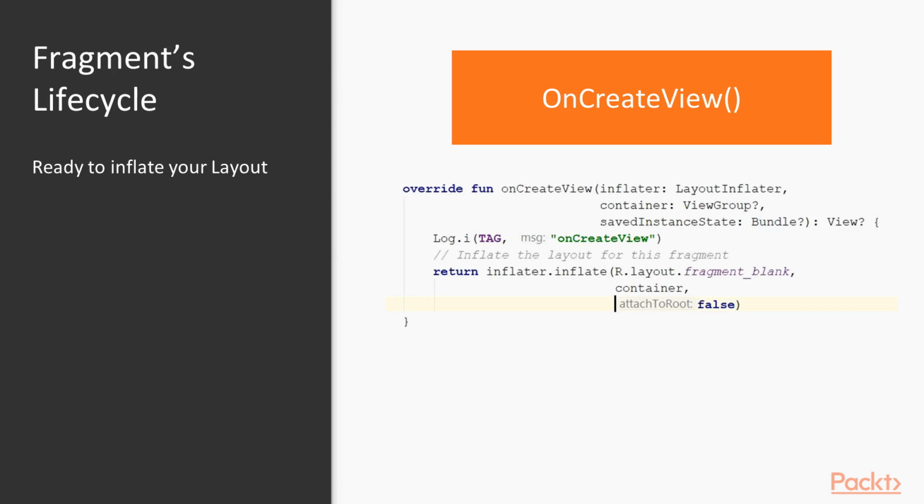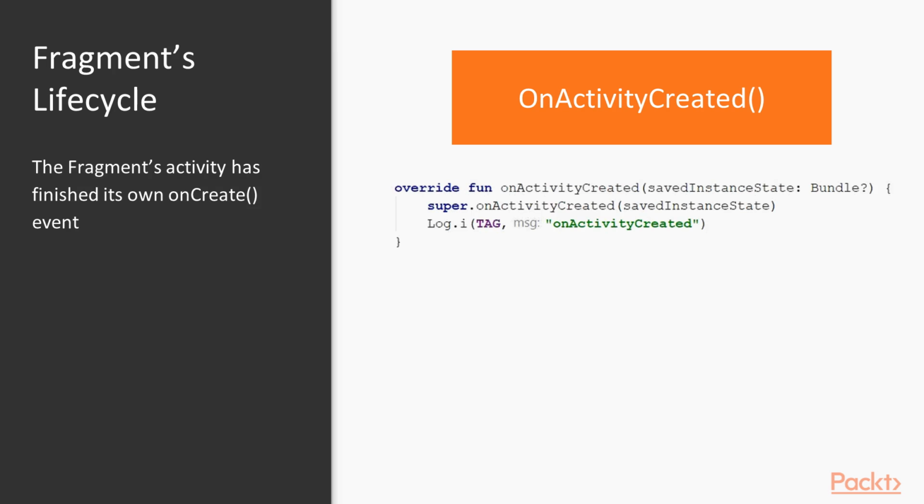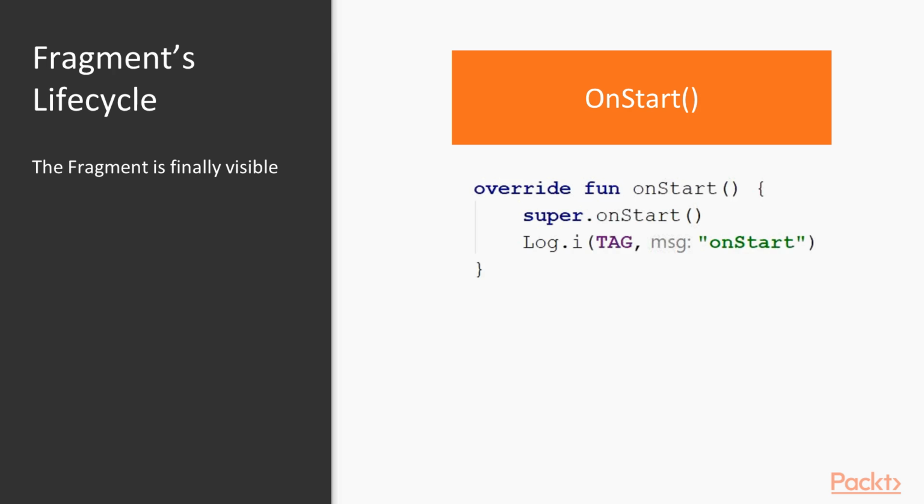We want the fragment to draw its user interface for the first time. If your fragment will draw a UI, you will return a view, and if your fragment won't provide a UI, you will return null. onActivityCreated: when the fragment's activity has finished its own onCreate event. onStart: this is where the fragment is finally visible.